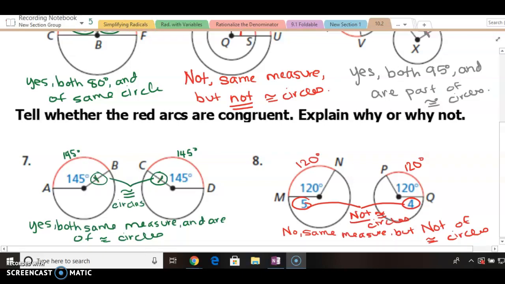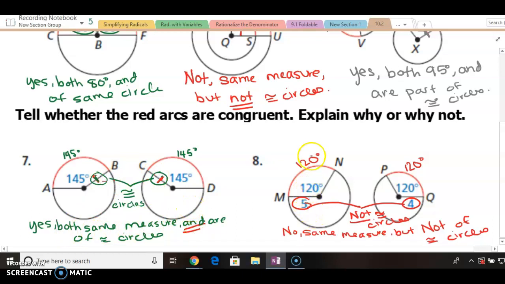All right, so if I look here at number 7, I notice both of these red arcs have 145 degree measure. And I can tell that the circles are congruent because each radius here and here have a single hash mark, so these have to be congruent circles. So yes, they are congruent because they both have the same measure, and they are of congruent circles.